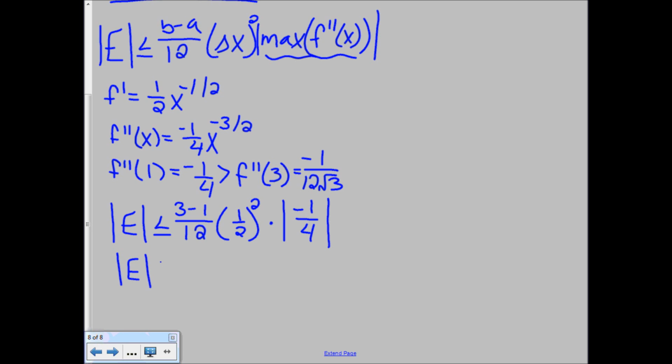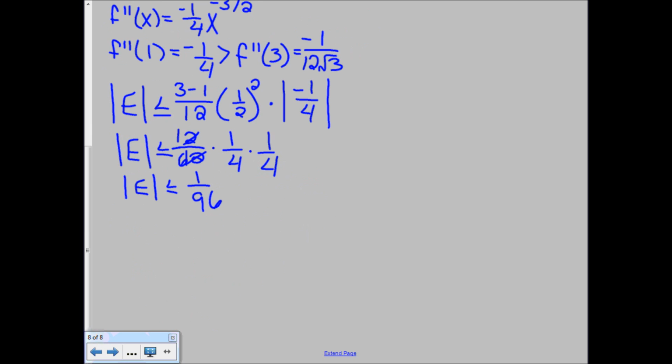That gives us that the absolute value of E is just equal to 2 over 12 times 1/4 times 1/4, which we can cancel the 2 and 12 and make a 1/6. So E is less than or equal to 1/6 times 1/16, which is simply 1 over 96. So that's pretty accurate: the error for the trapezoidal rule is within 1/96th of the actual area of that definite integral.